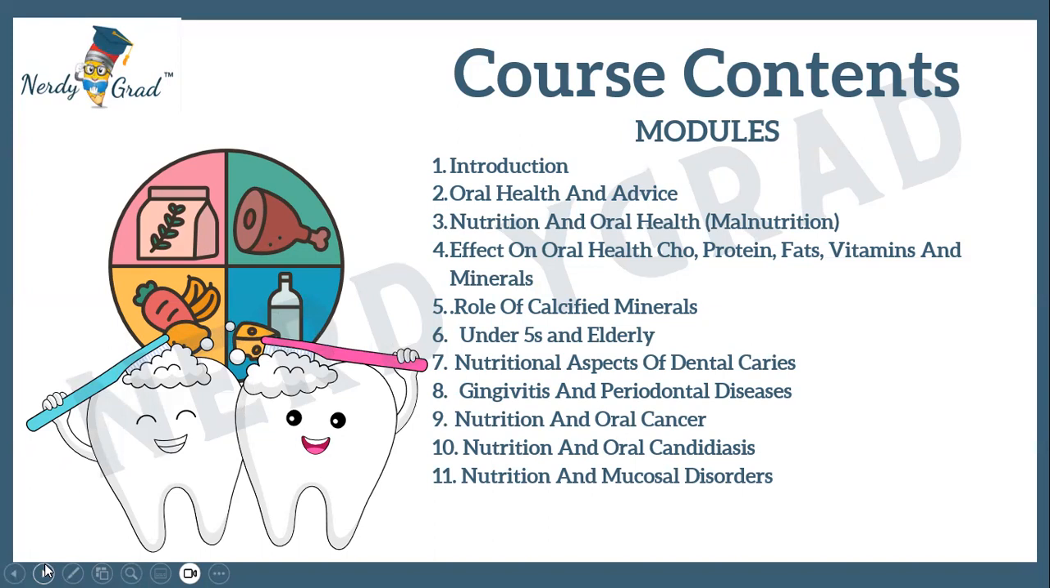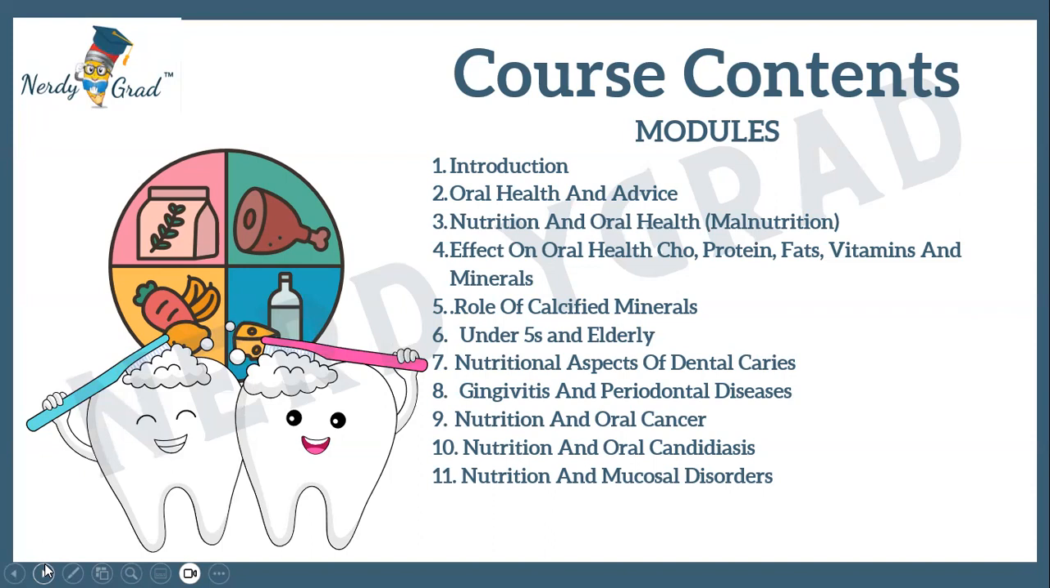What are the minerals that are important for strong teeth, and which ones deteriorate them? And the sixth module deals with under-5-year-olds, that's the kids, and the elderly, and what special care they need to take. The seventh module deals with aspects of dental caries. What are dental caries? Basic information, and what can be done to prevent them.